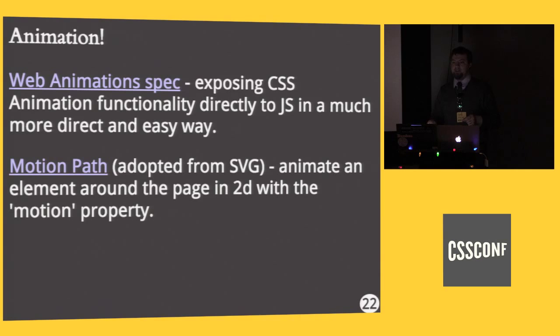Motion path just lets you specify the path you want to do using the SVG path syntax. And then you just tell the element, I want you to be at this position and animate over to this position, and it will follow the path for you automatically.